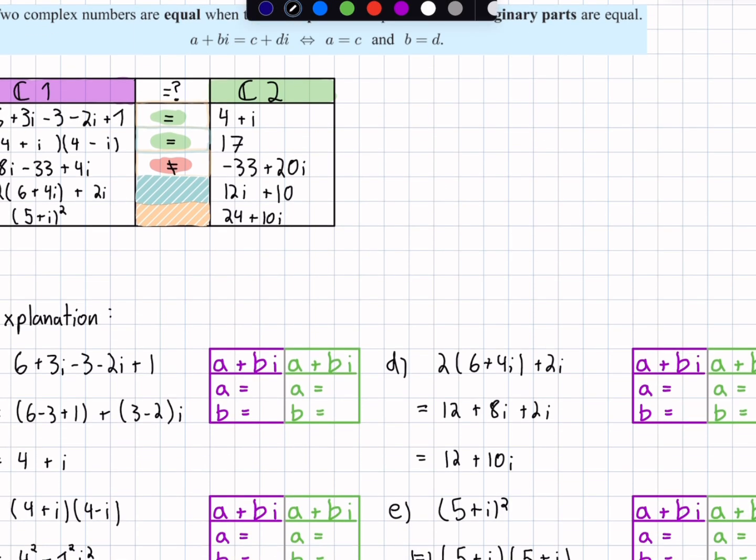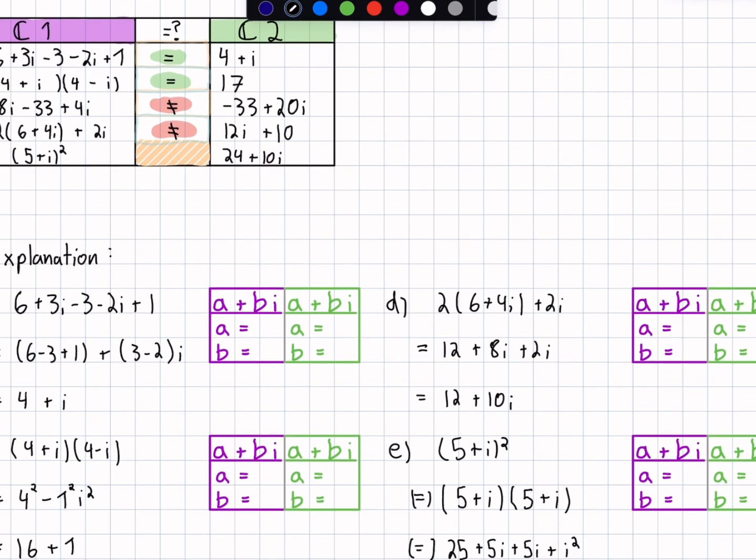Let's look at D. Lock in your answers now. If you said they are not equal, you would be correct, because on the left-hand side, it will be 12 plus 10i instead of 12i plus 10. I mixed it up a bit to trick you guys. And now for E, lock in your answers now. And yes, they will be equal, because once you expand the squared bracket, you will get that result.